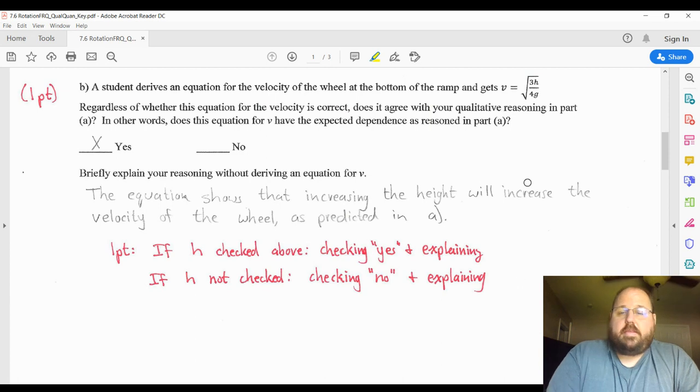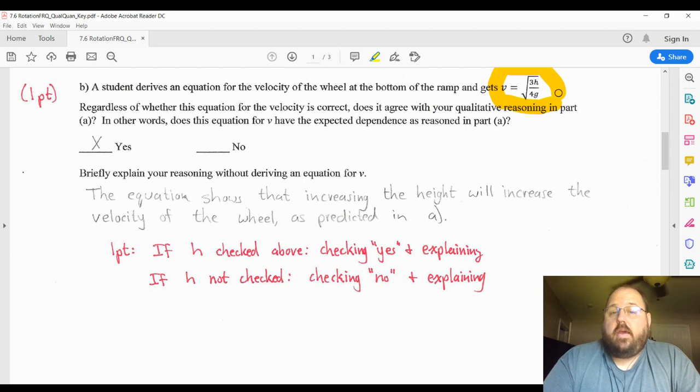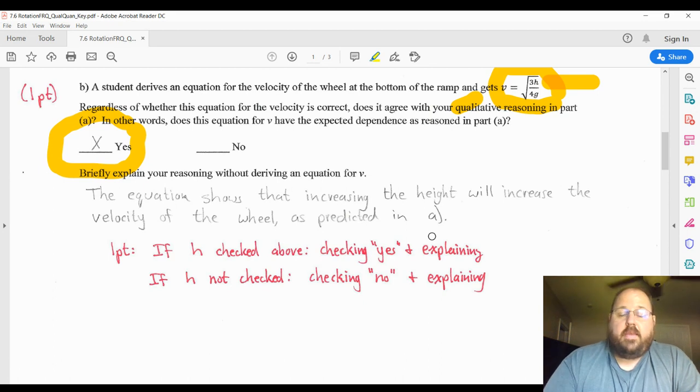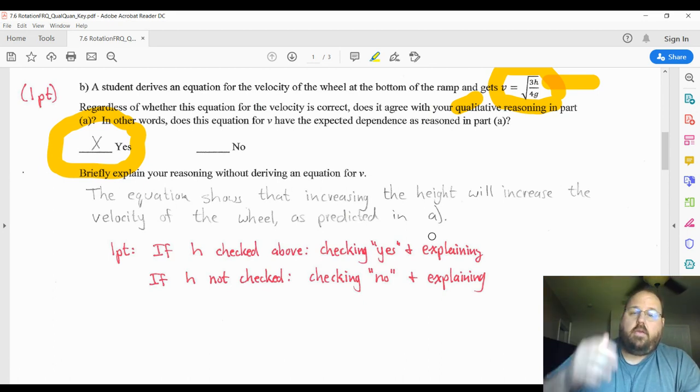In part B, we're asked, here's an equation. Does it agree with your reasoning in part A? If you look at the equation, up there on the top of the equation is an H. So that equation says if H gets bigger, then V gets bigger. And so if we checked H up above, our answer should be yes, because it shows that increasing the height will increase the velocity, just as we said in part A. So you don't have to redo your work for part A. You just have to say that yes, it agrees with your reasoning in part A, because the equation shows more height means more velocity.